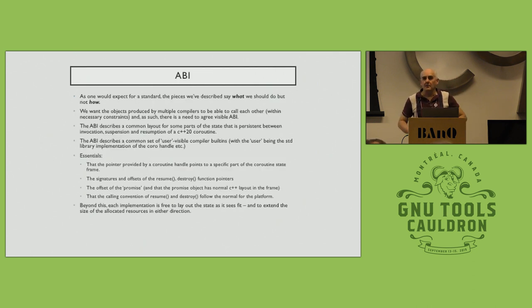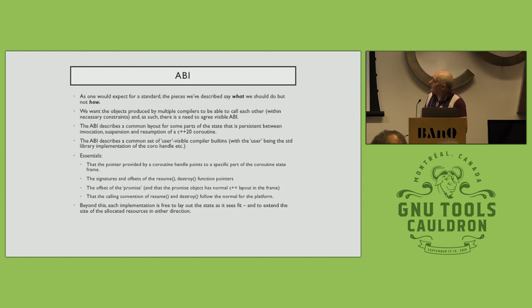ABI. It is, of course, the case that the standard tells you what you should do, but not how you should do it. But it's also the case that we certainly want to interwork with the other compilers that are present on systems. So we want to interwork with Clang, and we want to interwork with VS. And the people from the three compiler groups have got together and discussed what would be a reasonable ABI. I'm actually the editor of that document. It's not public yet, but I'll come to that later.